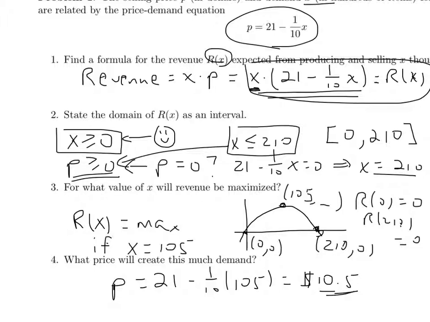So if I set a price for whatever this is I'm selling at $10.50 each, the theory says that will create a demand, according to this equation, for 105 objects. And when we sell 105 objects, then the revenue is at its maximum.